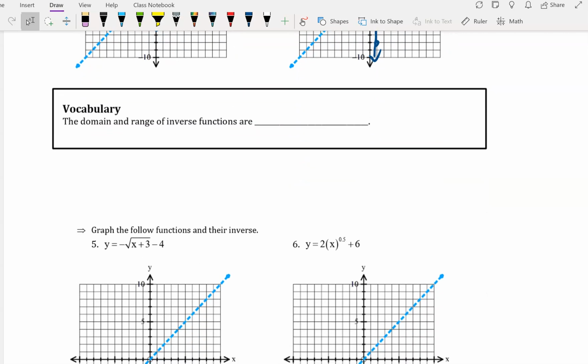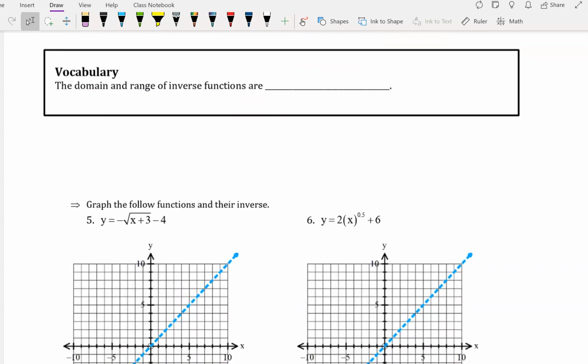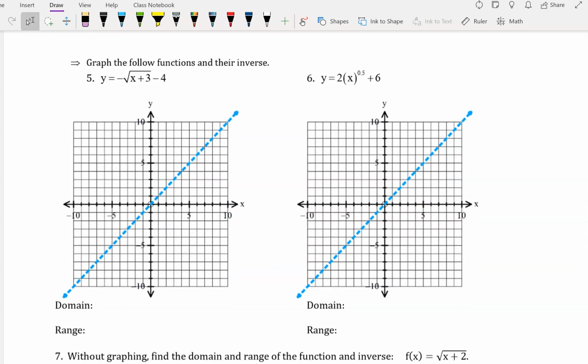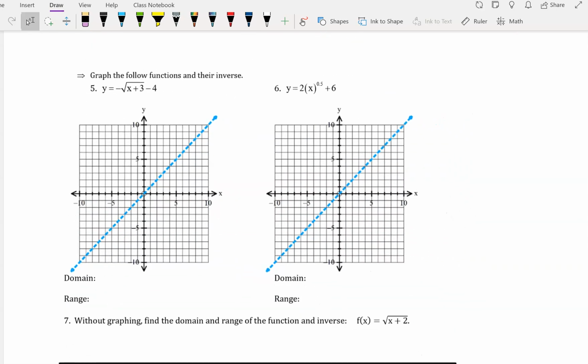Alright, the domain and range of inverse functions are swapped. Because if you're swapping your x's and y's, well, domain is the set of all x values, and range is the set of all y values. So if the x's and y's are swapped, the domains and ranges are also swapped. So if the domain of one function was all real numbers, the range of its inverse will be all real numbers, and vice versa. Alright, graph the following and its inverses, and then state the domain and range.